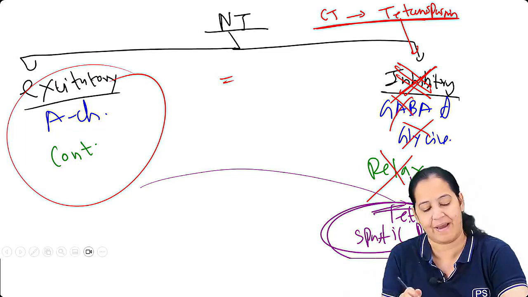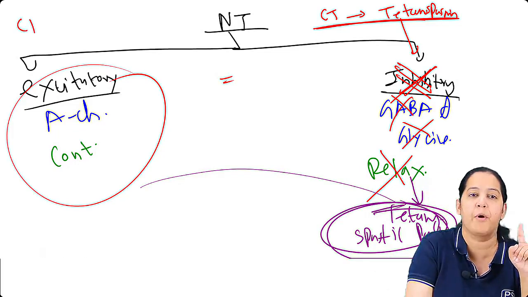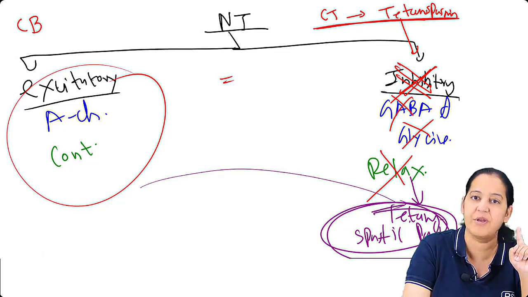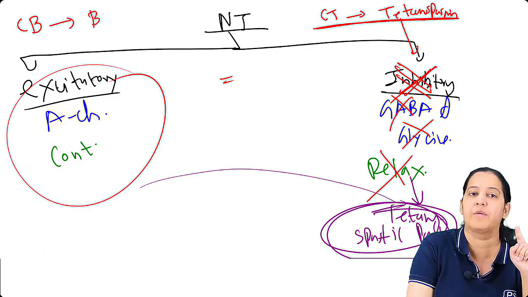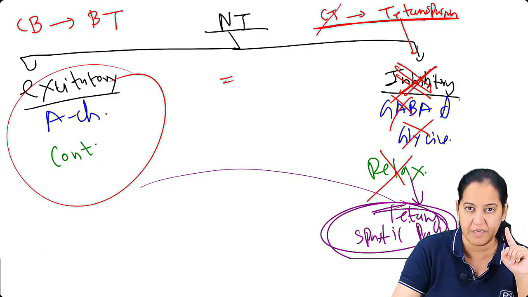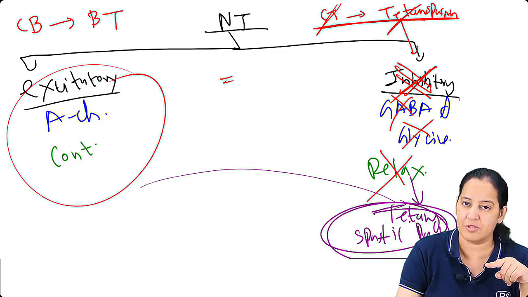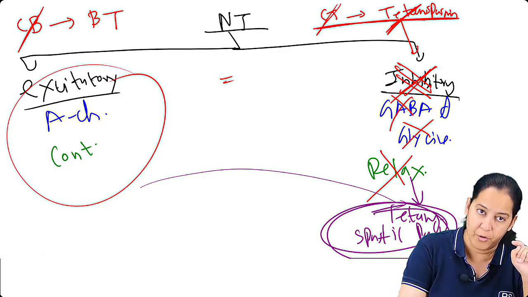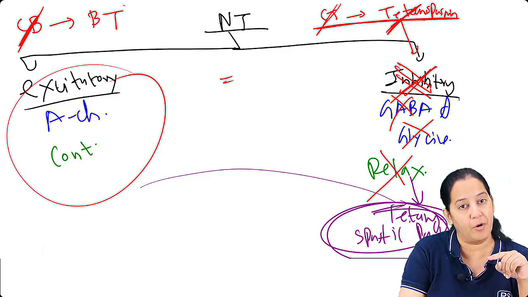Coming to the next bacteria. The next bacteria is Clostridium botulinum. It secretes a toxin, botulinum toxin. This was Clostridium tetani, and the name of its toxin is tetanospasmin. This one is Clostridium botulinum, and the name of its toxin is botulinum toxin.